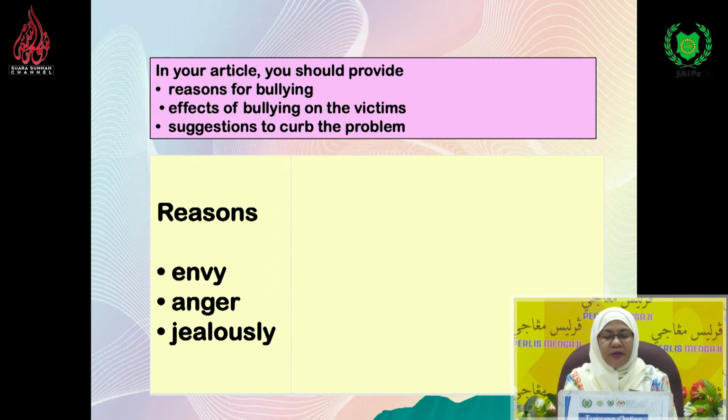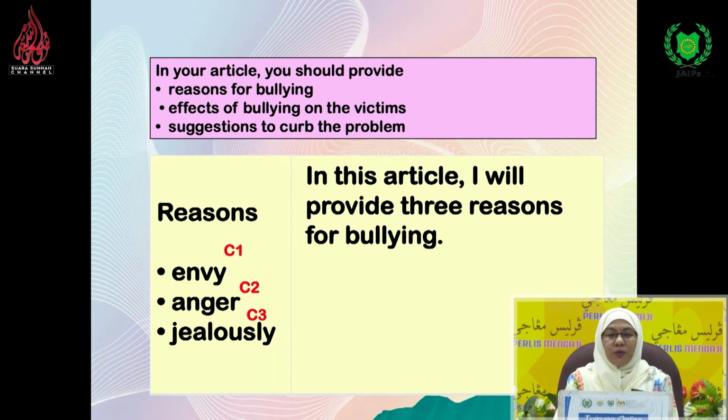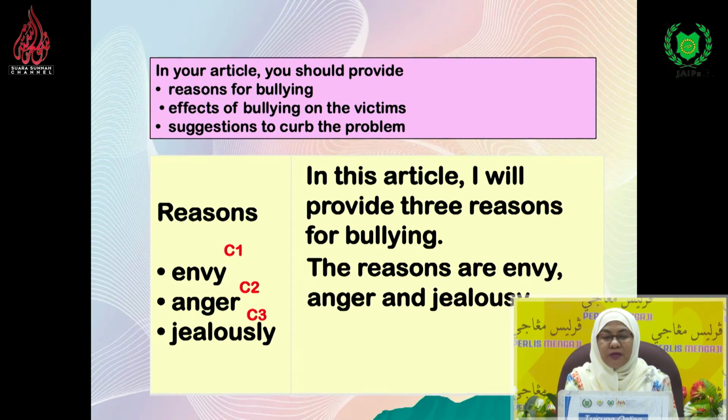So the reason, we have C1, 2 and 3, envy, anger and jealousy. So how are you going to write it? So in this article, I will provide 3 reasons for bullying. See, you are using the question to write your opening sentence. Very easy. And you just give the first reason. The reasons, here the 3 reasons are put together. The reasons are envy, anger and jealousy. And for this you get 3 marks.